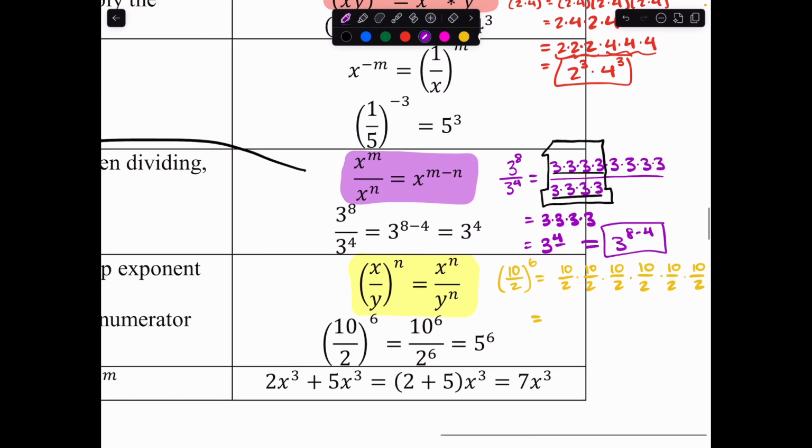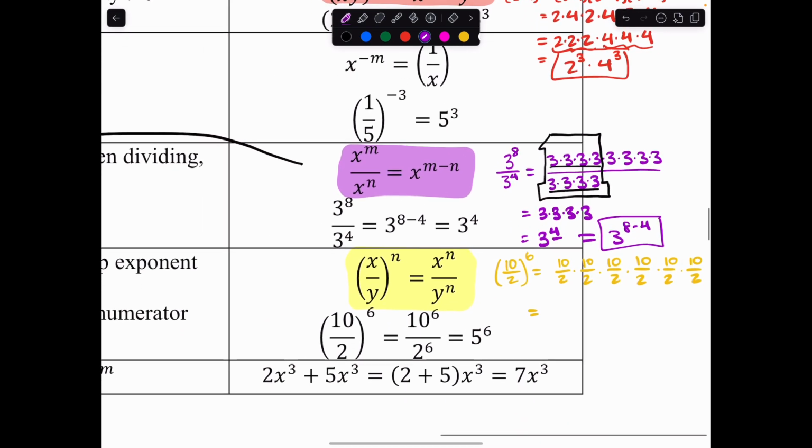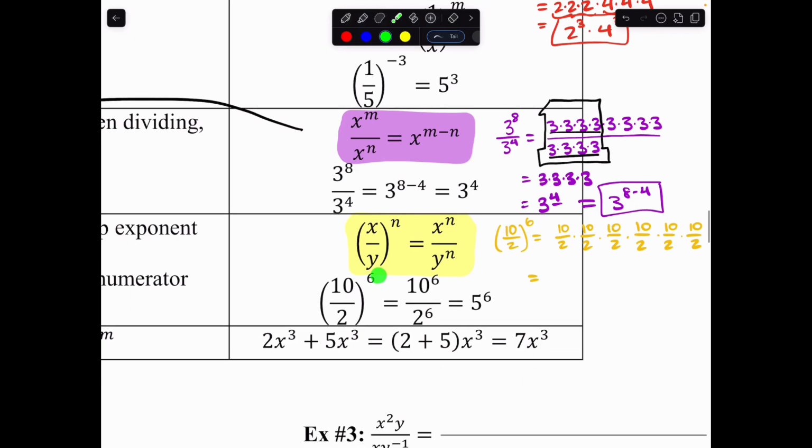Our last rule that we're going to go over right now, that I've highlighted at least, is the quotient to a power rule. So if we have a quotient, a division problem, and we're raising that to the power of n, we are allowed to raise the numerator and denominator to the power of n separately. Here's an example of why that works. We've got 10 over 2, all raised to the power of 6. So that would be our base, 10 over 2, times itself 6 times.